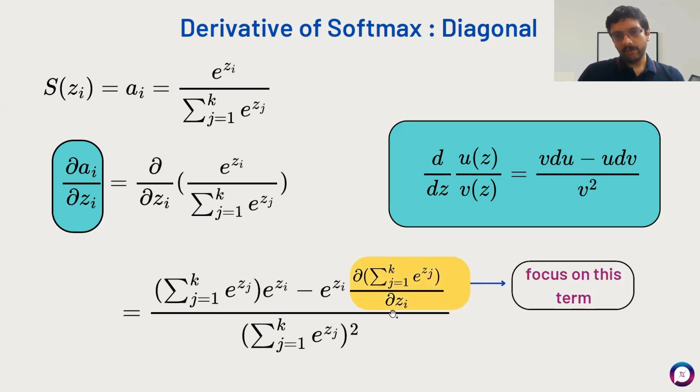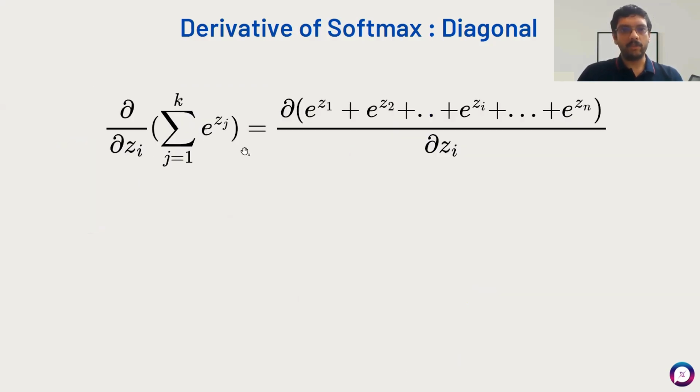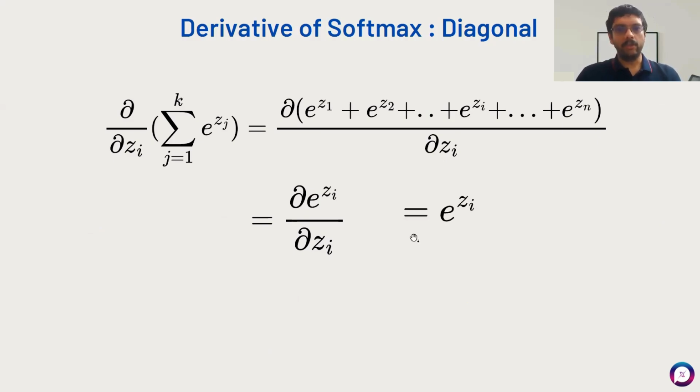And then what we're going to do is focus on this term, right? It's a slightly biggish term. Let's just differentiate this first. So the derivative with respect to zi of the sum of e to the power of zj, so dou by dou zi of e to the power of z1 plus e to the power of z2 and so on. Now the only dependence is on the corresponding zi, right? So it's dou e to the power of zi by dou zi. All the other terms go to 0. And that's e to the power of zi, right?